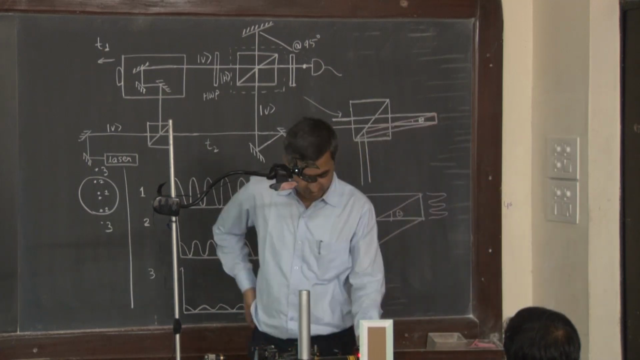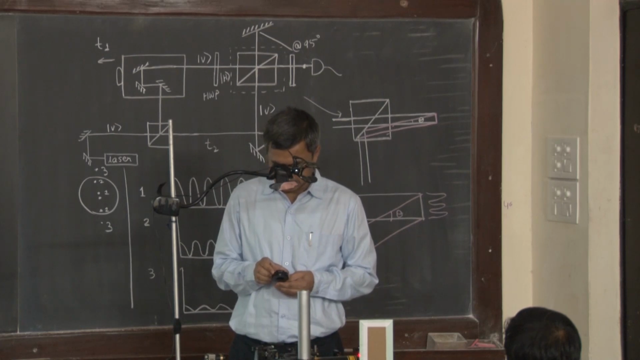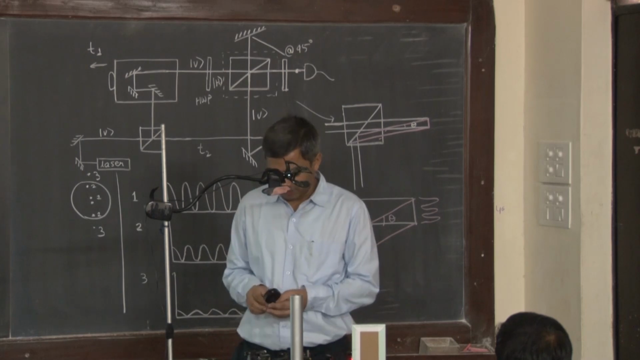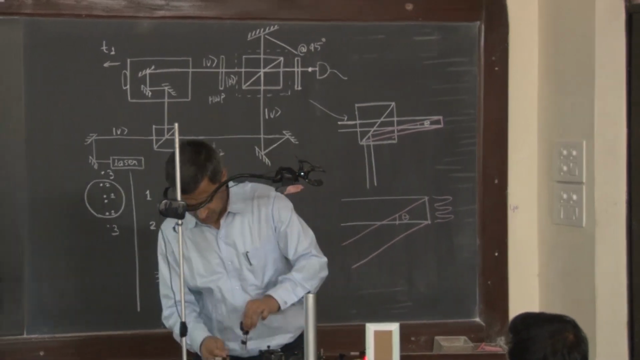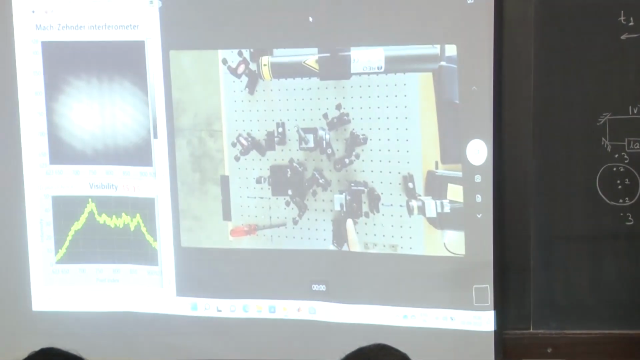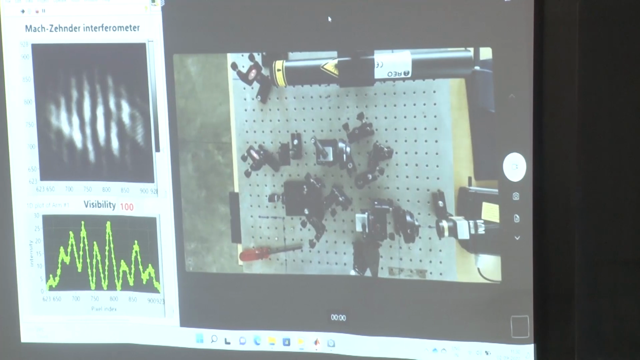So let's try. I have a polarizer, and this is at about 45. Let's try that. So this is my beam splitter. That's the camera, and that's where I'm actually putting it. And people are happy, but not that happy.